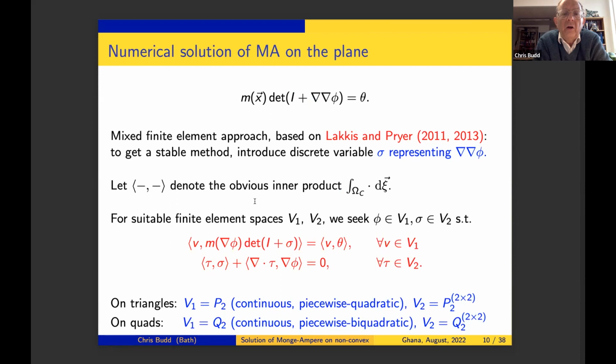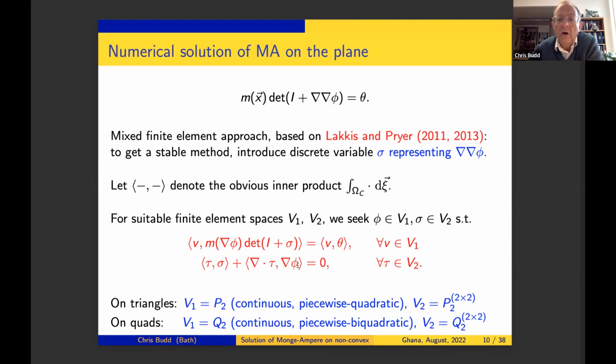And in this case, we introduce a new variable sigma to represent the Hessian of phi. And then you discretize sigma and phi on two different function spaces, V1 and V2. And you decompose the Monge-Ampere equation into an equation for solving for phi, knowing sigma, and an equation for solving sigma, knowing phi.